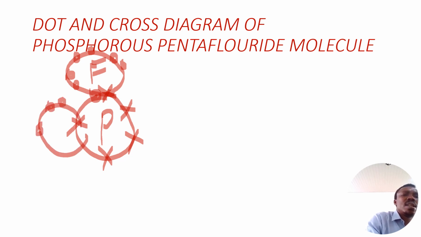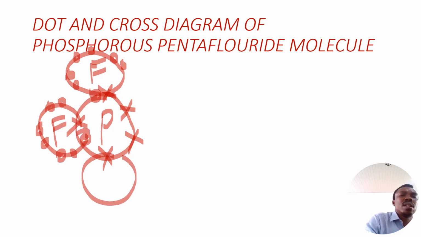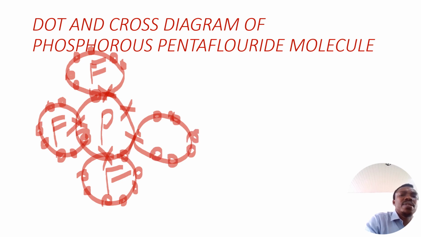Each fluorine gets 7 electrons in its outermost shell: 1, 2, 3, 4, 5, 6, 7. Then the next one: 1, 2, 3, 4, 5, 6, then 7. So this is fluorine. This is fluorine.